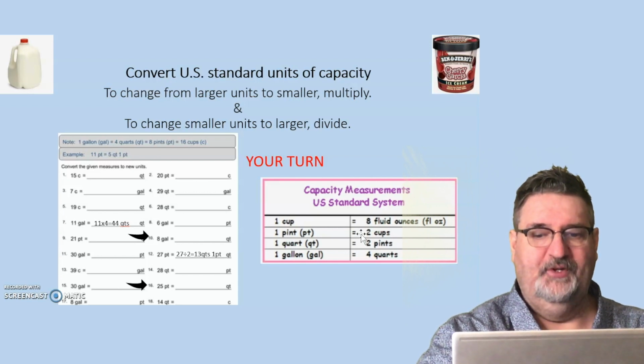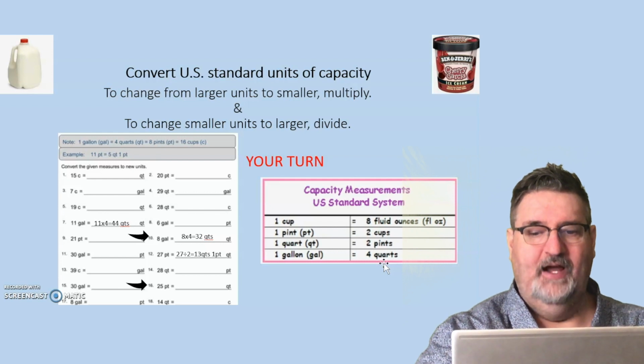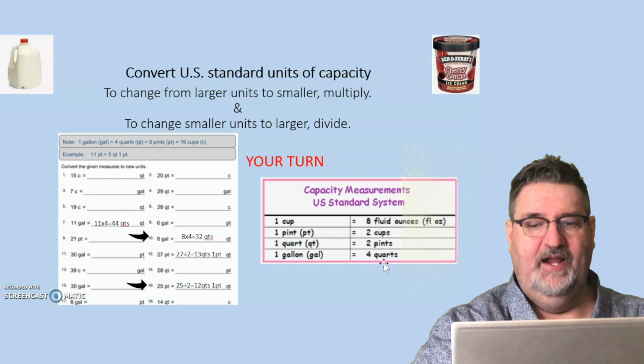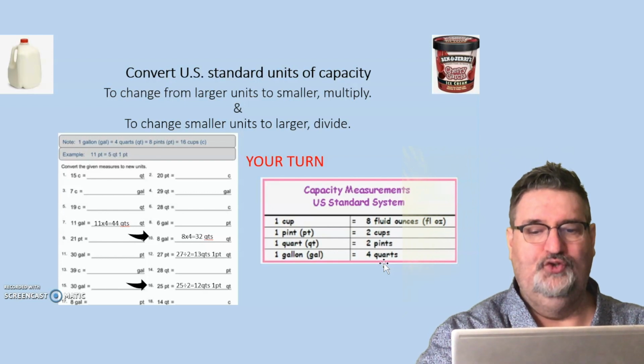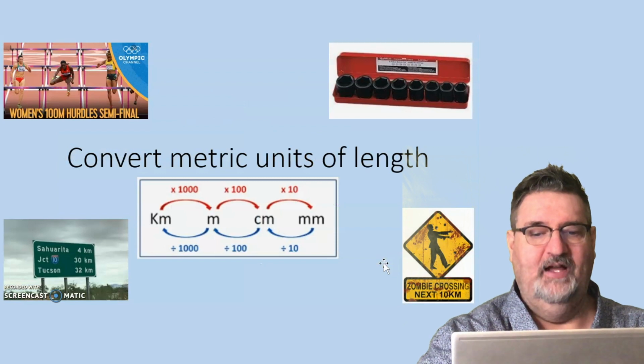All right, so for number 10, going from gallons to quarts, over here we can see we're going to multiply that times 4. So 8 times 4 is 32 quarts. Down below, going from pints to quarts, we are going to divide, and 25 divided by the 2 pints in a quart is 12 quarts with 1 pint left over.